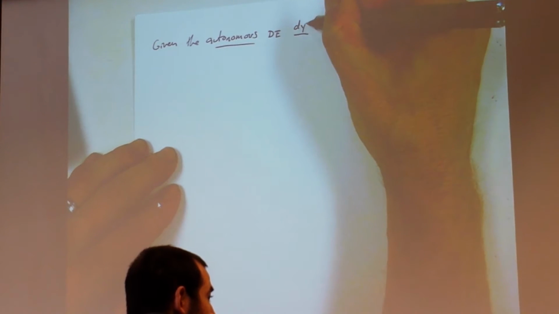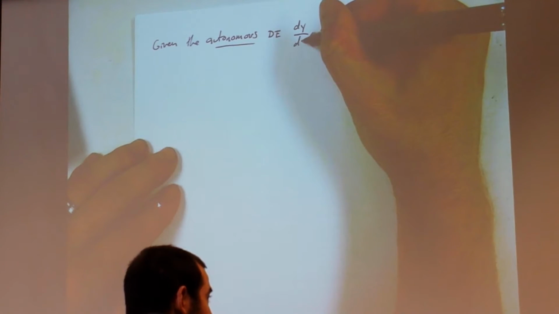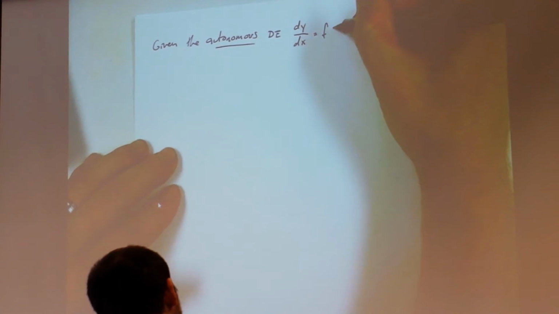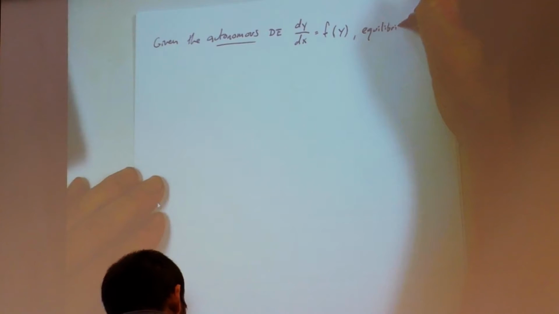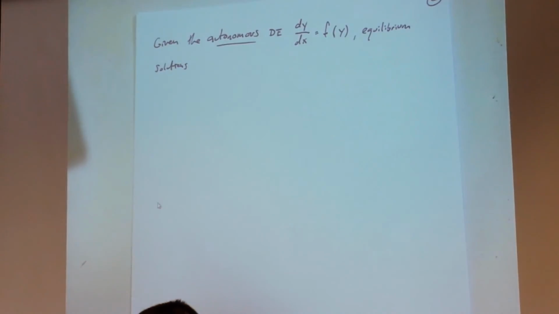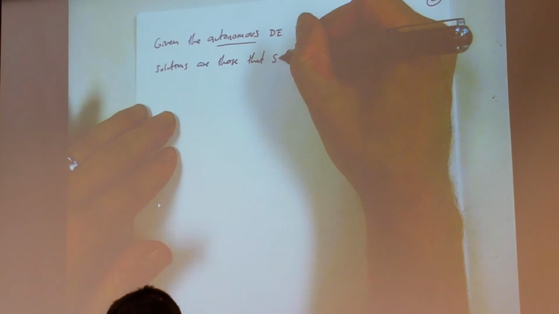So this is specifically for autonomous differential equations. Now pay attention, I'm going to switch the name of the dependent variable to y. If I have dy/dx and it is a function of y only, that's how we characterize an autonomous differential equation. The equilibrium solutions are those solutions for y that satisfy the following.